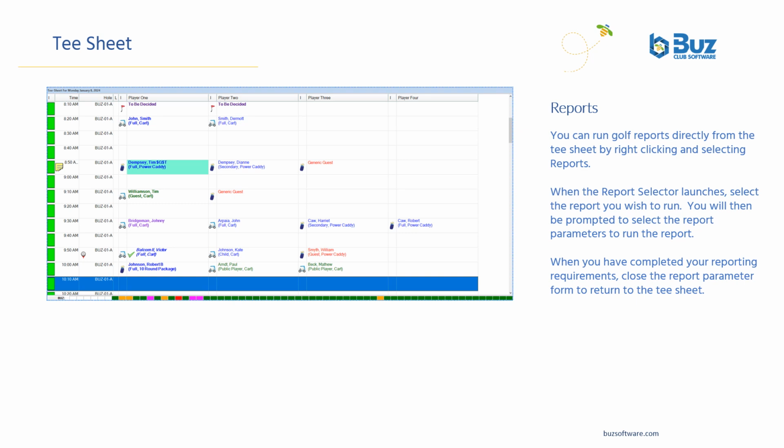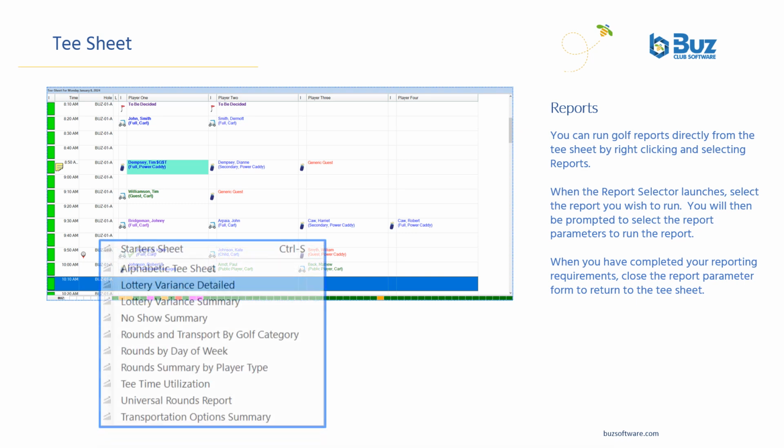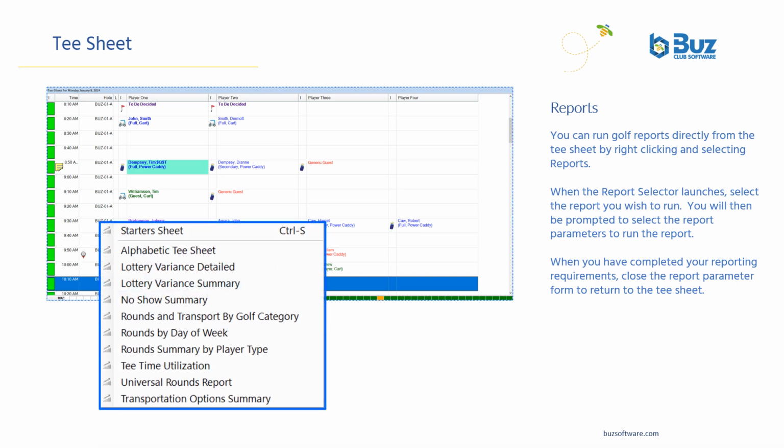Reports. You can run golf reports directly from the T-Sheet by right-clicking and selecting Reports. When the Report selector launches, select the report you wish to run. You will then be prompted to select the report parameters to run the report. When you have completed your reporting requirements, close the report parameter form to return to the T-Sheet.